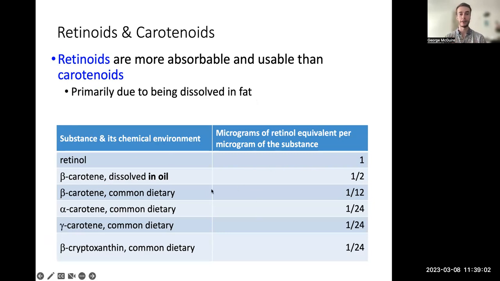So we have a comparison here. In order to reach the equivalent of 1 microgram of retinol, you would need to eat 24 micrograms of alpha carotene or gamma carotene, or 12 micrograms of beta carotene in order to give the equivalent of that 1 microgram of retinol. Okay? So these retinoids are much more bioavailable.